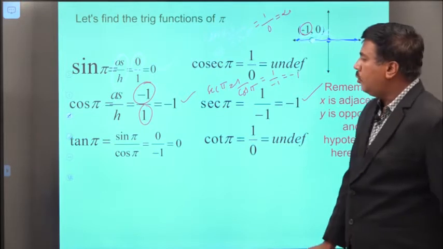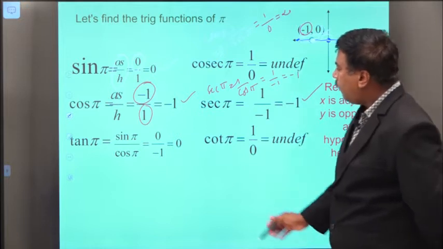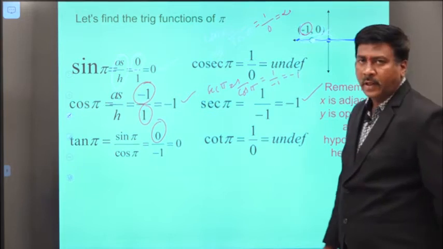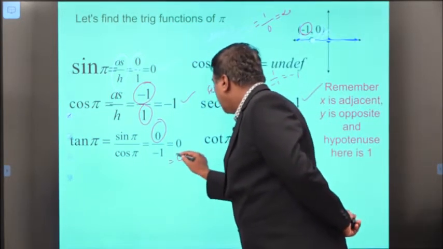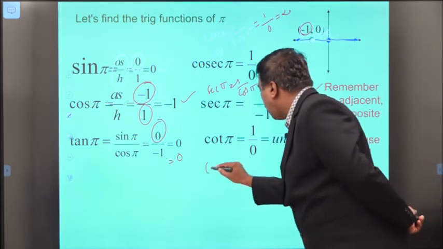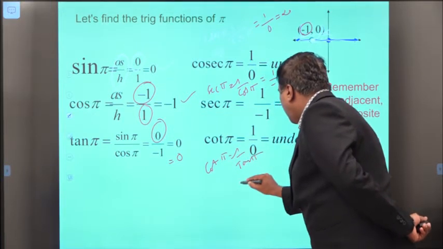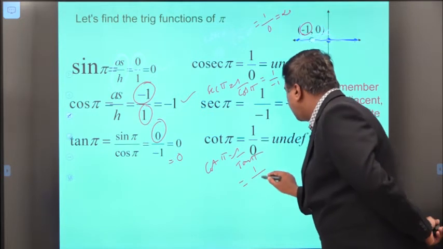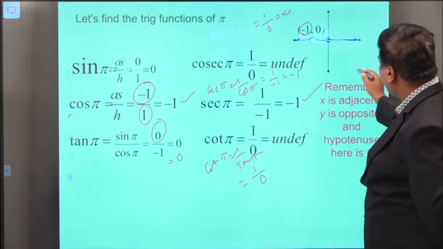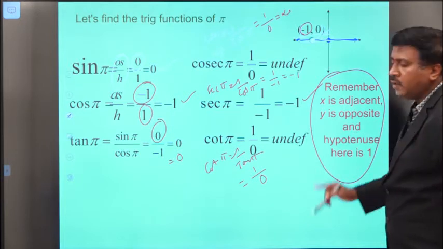Now, tan pi is equal to sin pi by cos pi. The ratio of sin and cos is equal to tan. Already evaluated, sin pi is 0 and cos pi is minus 1, so we get that value equal to 0. In a similar way, cot pi is equal to the reciprocal of tan, that is 1 by tan pi. Tan pi value is 0, then 1 by 0 is undefined or infinity. Please keep in mind that x is the adjacent side and y is the opposite side and the hypotenuse value here is 1.